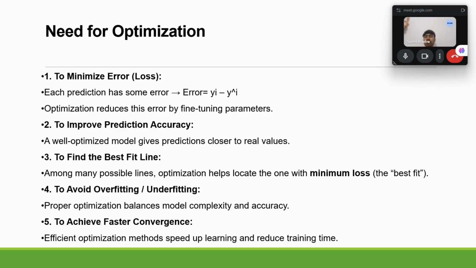Okay, the best fit. The fourth one is to avoid overfitting and underfitting. Sometimes what happens, our line goes beyond the screen, or it becomes very small. In such conditions, optimization avoids those overfitting and underfitting conditions, and it arranges the line in proper order. Proper optimization balances model complexity and also accuracy. The fifth one is to achieve faster convergence. Efficient optimization methods speed up learning and reduce the training time. Whenever we use optimization, it speeds up our learning and it reduces the training time.